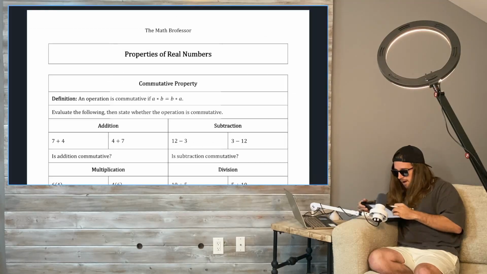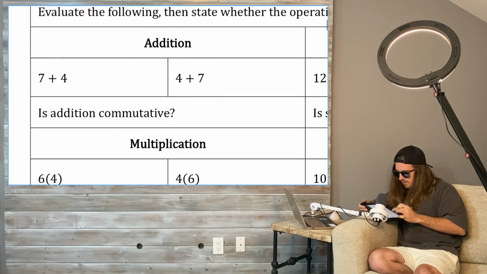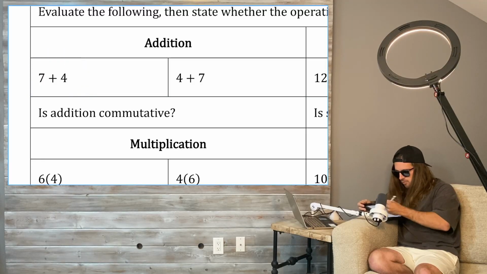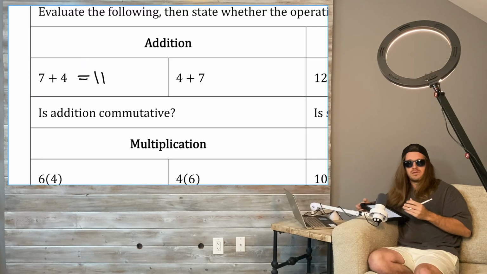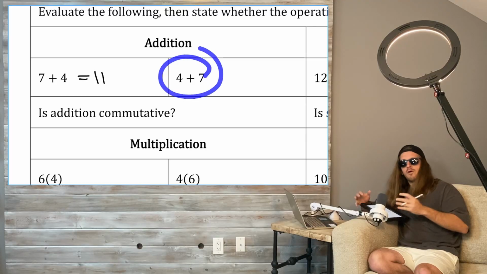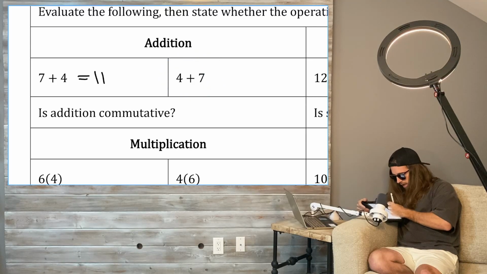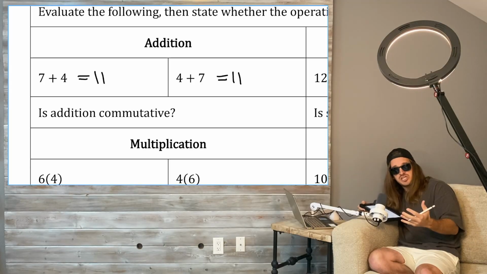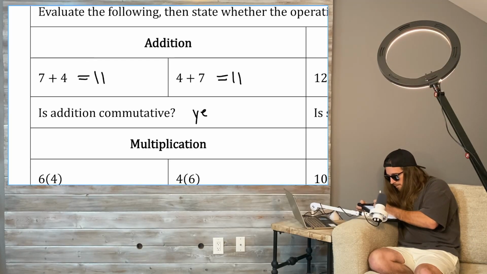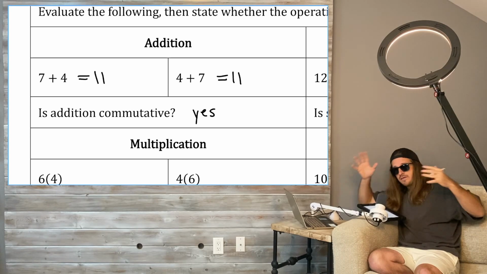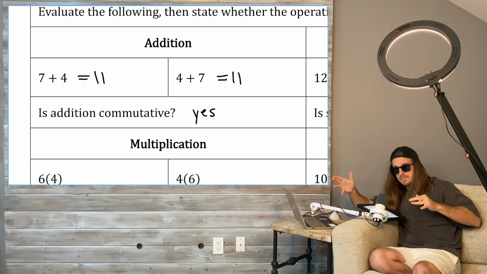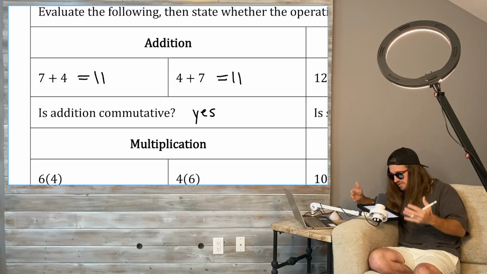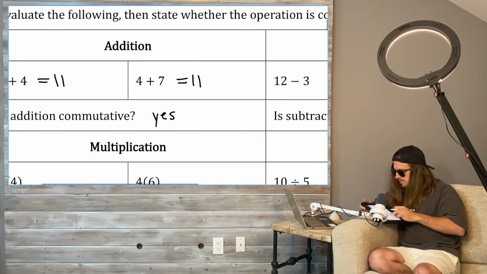So, first up is addition here. What is 7 plus 4? Well, 7 plus 4 is 11. Okay, cool. What about 4 plus 7? Well, that is also 11, right? So is addition commutative? Yes. It didn't matter if we did 4 plus 7 or 7 plus 4, A plus B or B plus A, right? The answer was the same. Therefore, this operation, addition, is commutative.